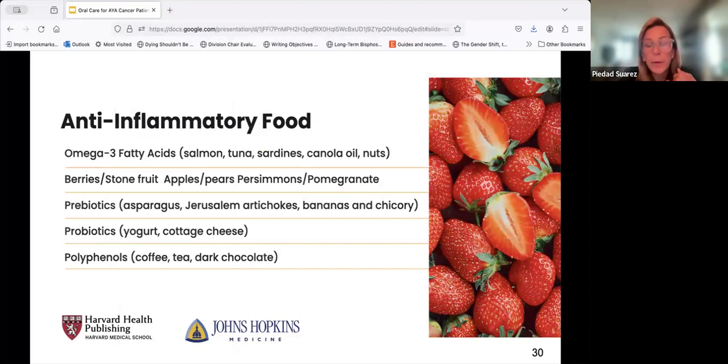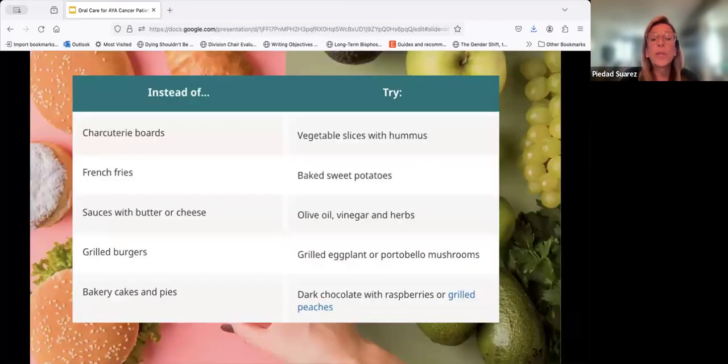So all those products that are high in omega-3 fatty acids, like salmon, tuna, sardines, canola oil, nuts, berries are also very good, stone fruit, apples, persimmons, pomegranate, and prebiotics like asparagus, artichokes, banana, chicory, probiotics also. And there is a lot of new information about the microbiota in our gut and also in the oral cavity. And we want to promote that with yogurt, cottage cheese, or any of the polyphenols like coffee, tea, and dark chocolate. They are also very good anti-inflammatories.